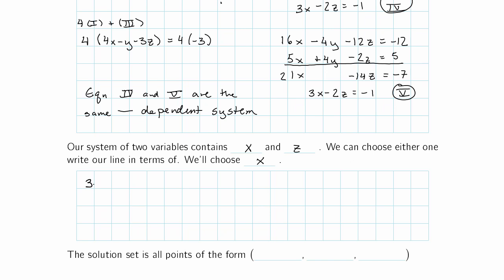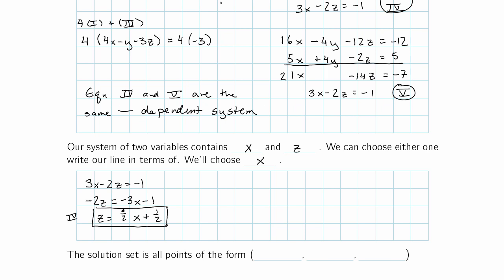So I've got 3x minus 2z equals -1. I'll solve that for z. So -2z equals -3x minus 1. Divide by -2. Z equals 3/2 x plus 1/2. There I have my z in terms of x. And this is equation 4, just solved for z.